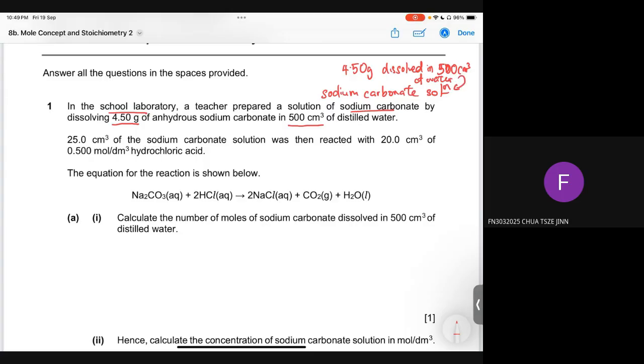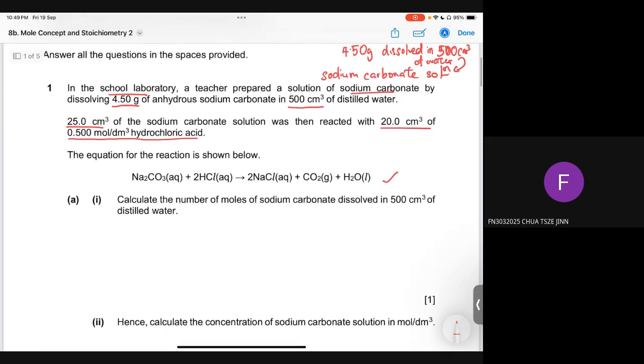Then, from this solution, they take 25 cm cube and react it with 20.0 cm cube of 0.5 mole per dm cube of hydrochloric acid. So I know that this is a carbonate plus acid reaction. Then they have the equation over here. Okay, that's the current context of what's happening.